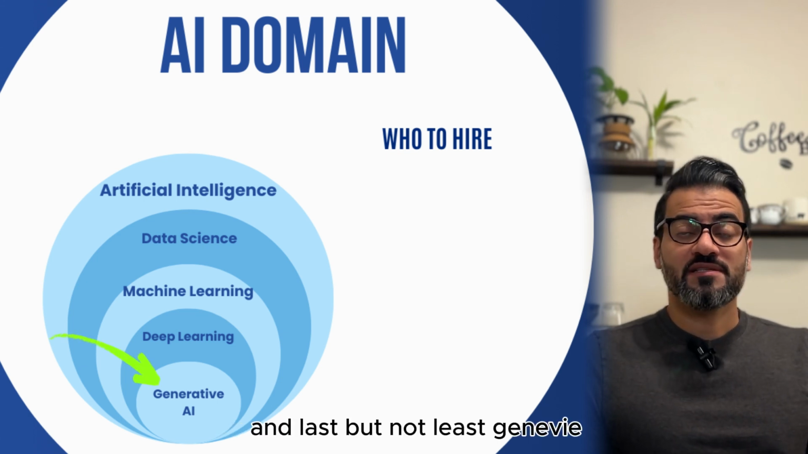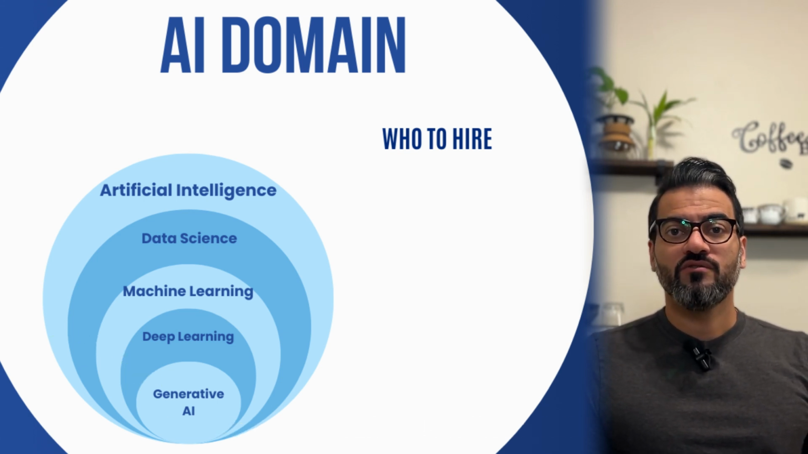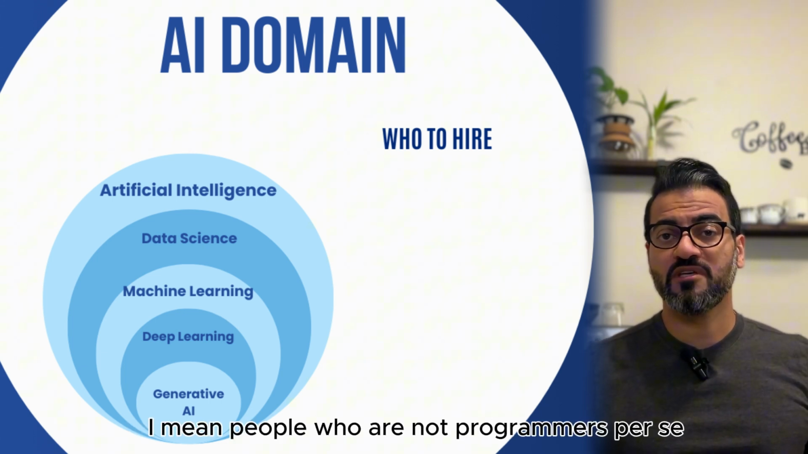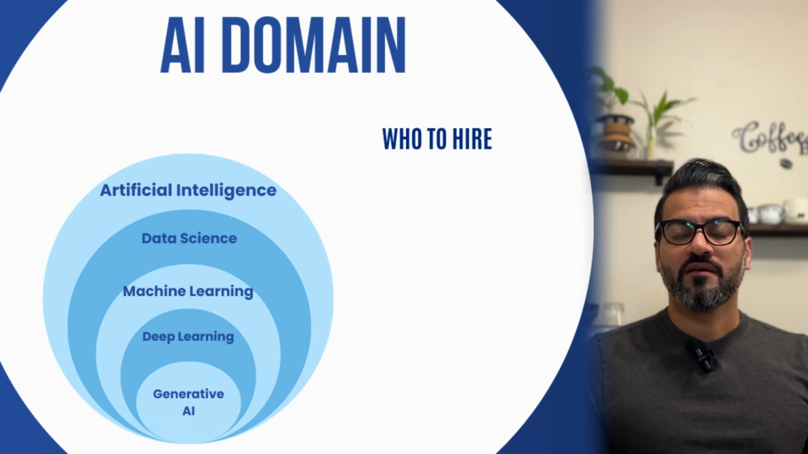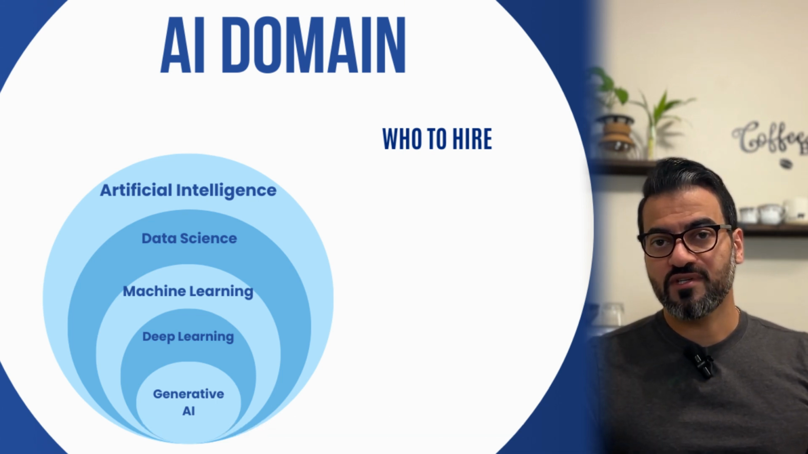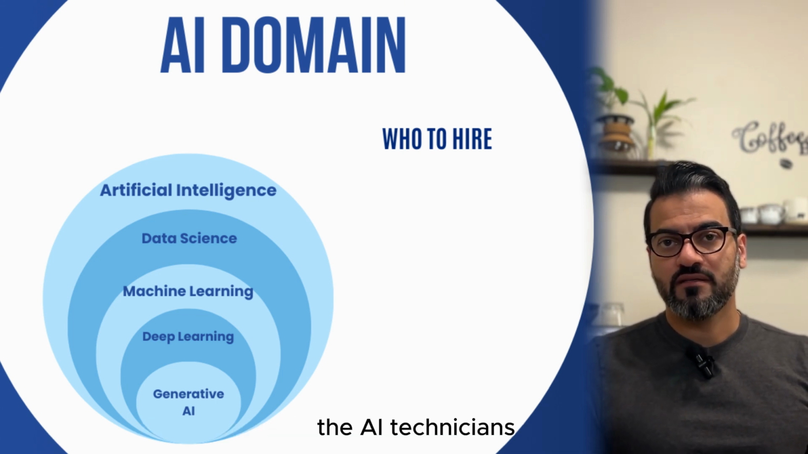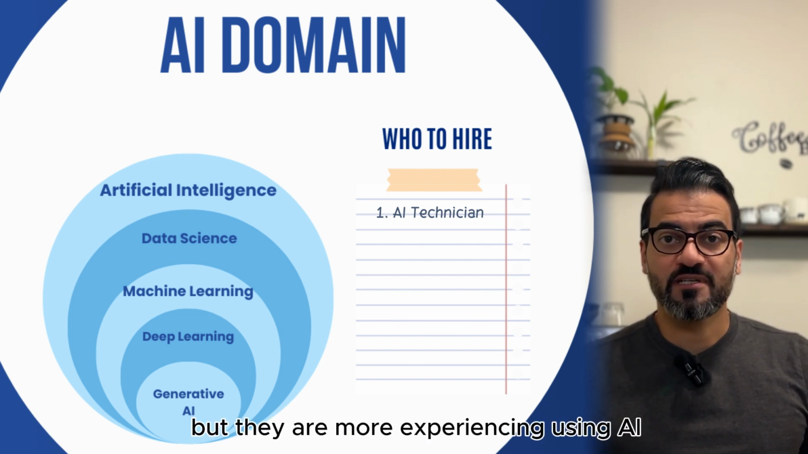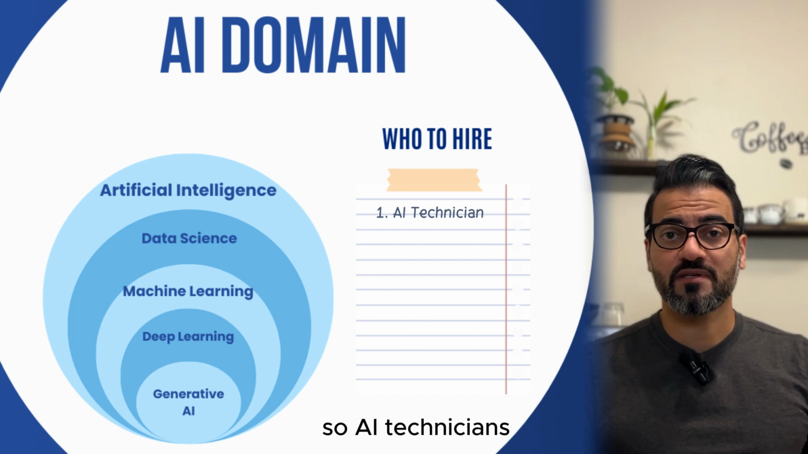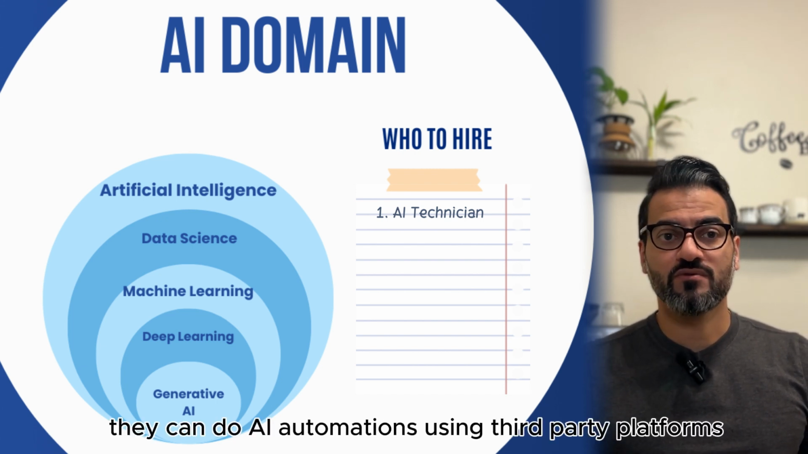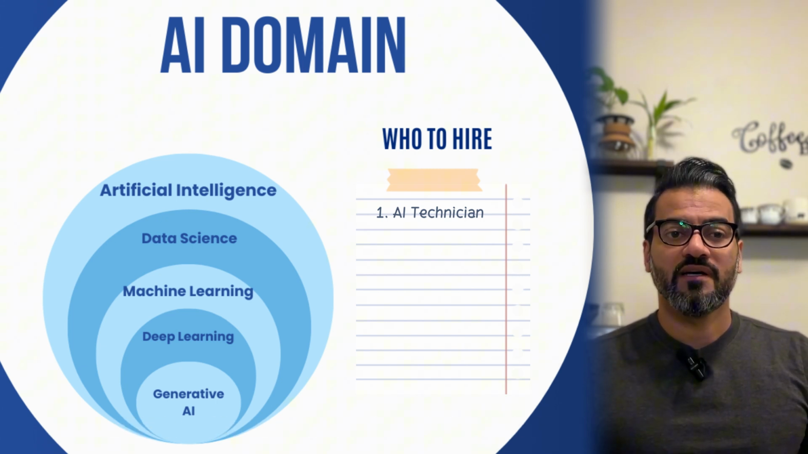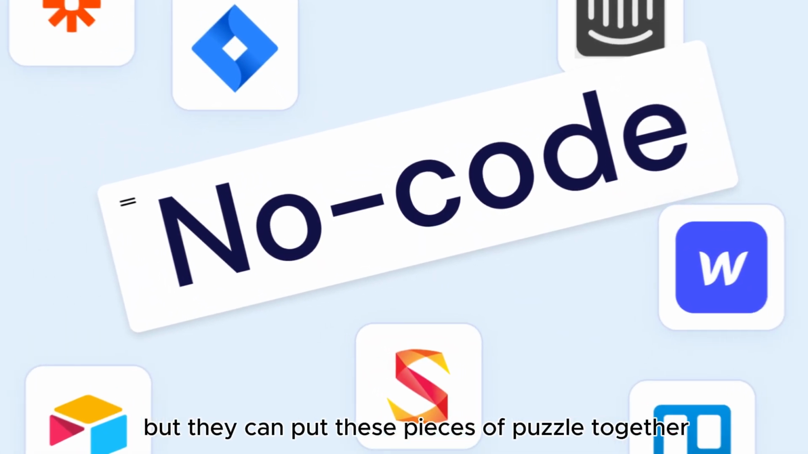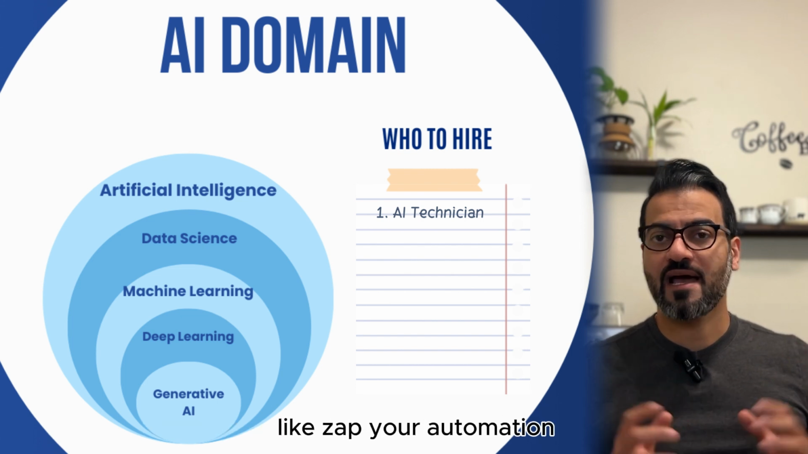And last but not least, generative AI. Under generative AI, you have a mix of technical and non-technical people. And by non-technical, I mean people who are not programmers per se. And some of the roles for generative AI are the AI technicians, people who use AI on a daily basis, but they are more experienced in using AI. So AI technicians can do AI automations using third-party platforms, or they can do no-code development. It doesn't need coding, but they can put these pieces of the puzzle together, like Zapier automations.